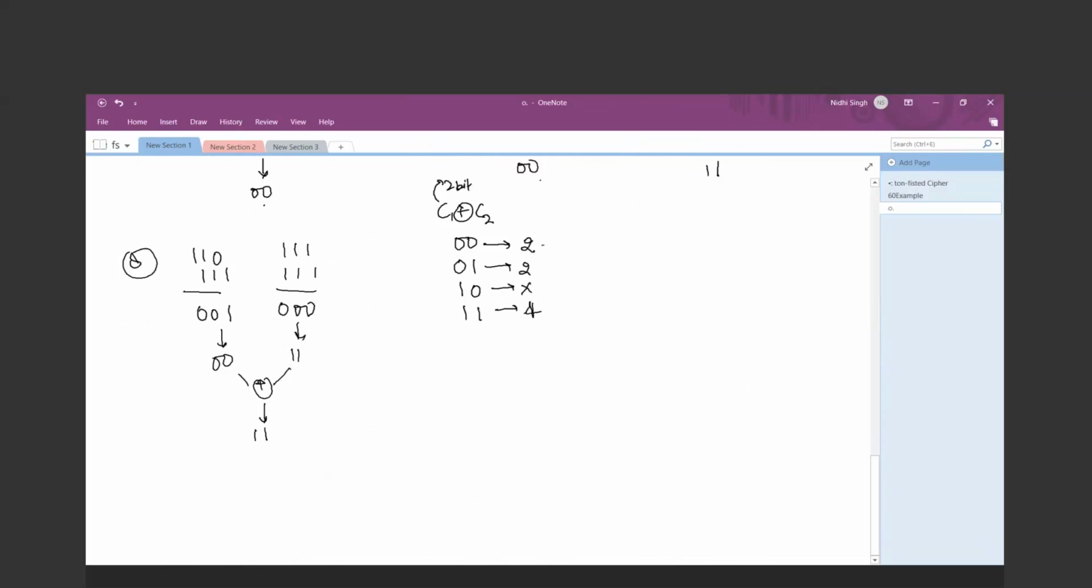From the probability point of view, what is my value? It will occur 2 times out of 8 combinations. Again 2 by 8, again 4 by 8. So in terms of 0 and 1 value, it will be 1 by 4, meaning 0.25 is the chance. 1 by 4 means 0.25 is the chance, and here it is 1 by 2, meaning 0.5 is the chance. Okay.